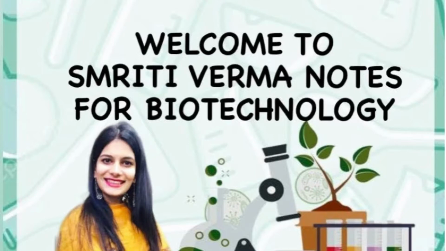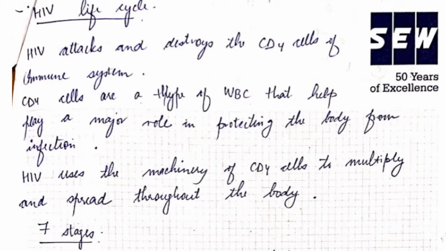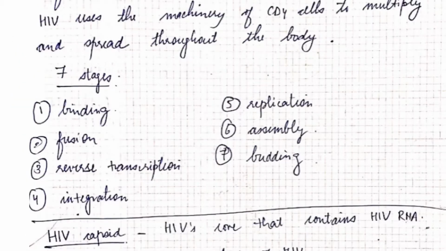So in today's video, we will study about HIV life cycle. HIV stands for Human Immunodeficiency Virus Infection. So basically, the HIV attacks and destroys the CD4 cells of the immune system. And CD here means cluster of differentiation. CD4 cells are a type of WBCs that play a major role in protecting the body from infection.